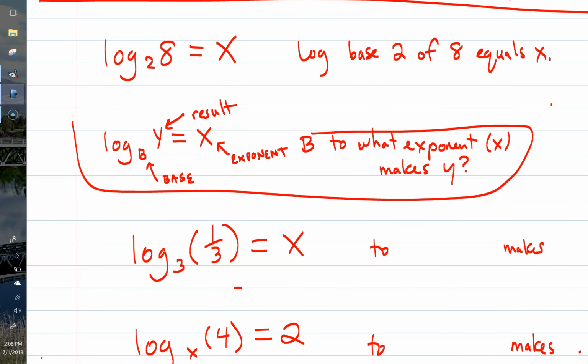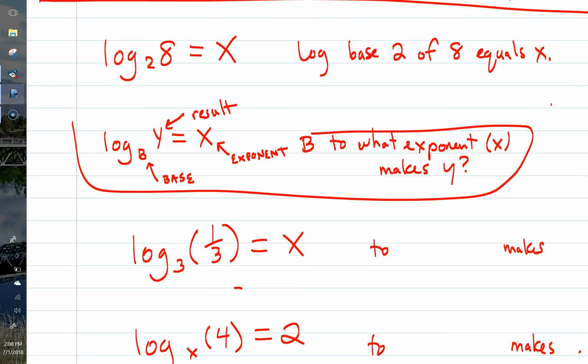Now, to expand on this, I would encourage you to learn how to read logarithms with meaning. This is where I think a lot of people kind of miss logarithms and think they're a lot more complicated than they really are. Because if I read this, log base 2 of 8 equals x, that's terrifying. You're like, I have no idea what that means.